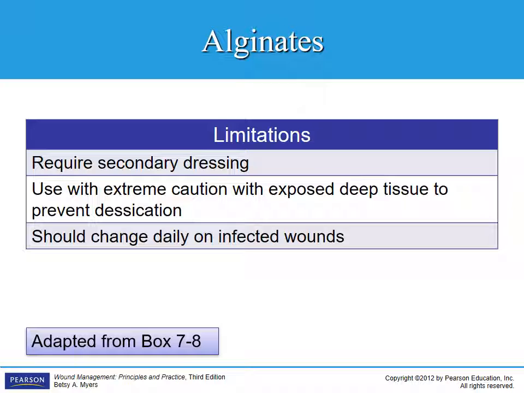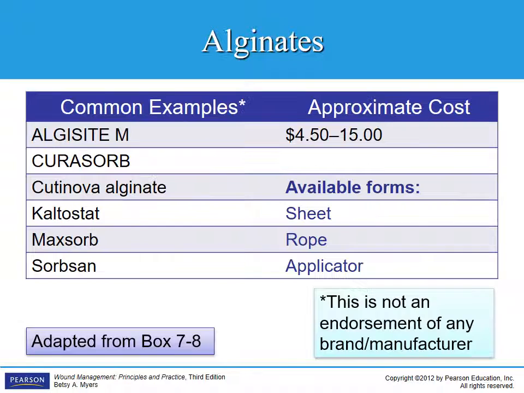You have to use it with extreme caution with exposed deep tissue because, again, an alginate, if it's a deep tissue, will cause it to dry because it's going to soak every bit of fluid out of it. So you don't want to cause desiccation with those tendons or bone or fascia or any exposed deep tissue. You should change it daily if the wound is infected, because again, you don't want to hold that infection next to that wound bed. There are some common examples of the different types of alginates.